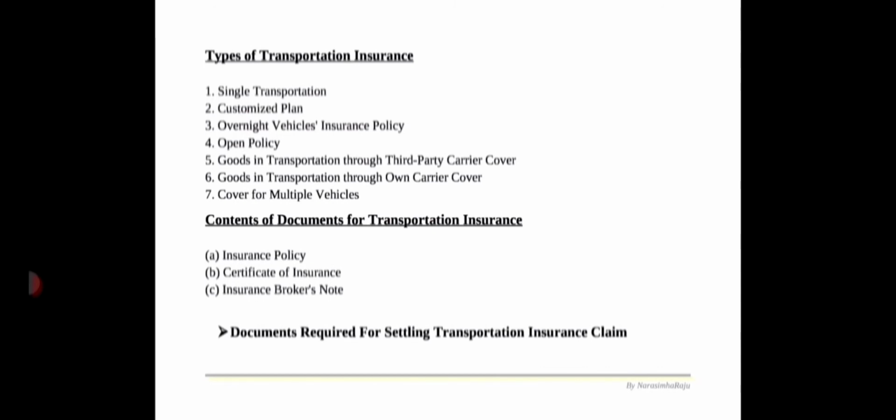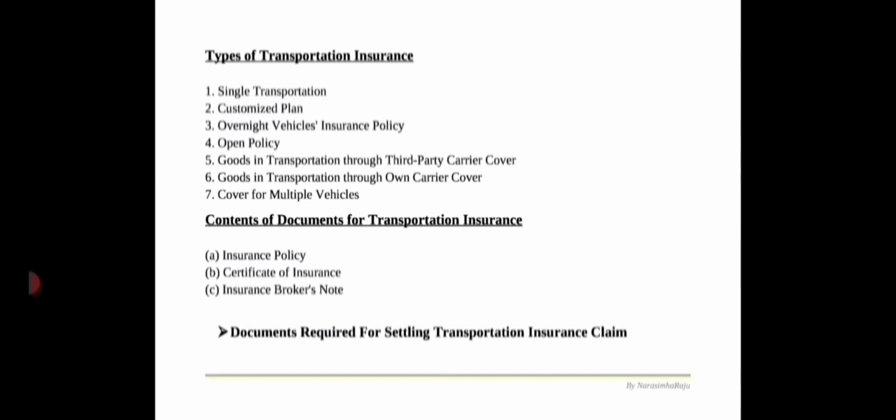And the next one is various types of transport insurance. It includes single transportation. Such policies are designed for business owners who send out shipments occasionally, and the coverage is provided for a single voyage only. As soon as the shipment reaches its destination, the coverage will cease. And the next one is customized plan. A transportation policy can be customized on the basis of the goods type, transportation limitations, location limitations, mode of transportation, and any other specific requirements.